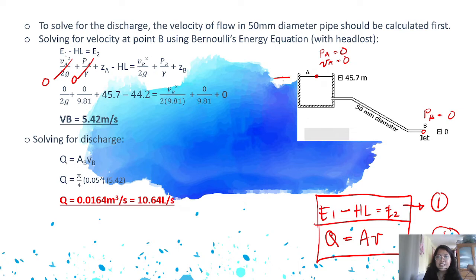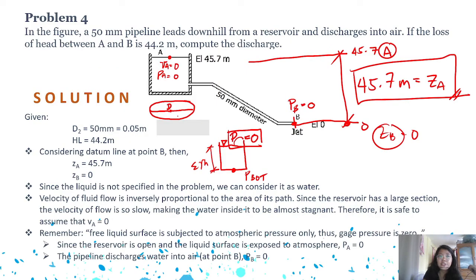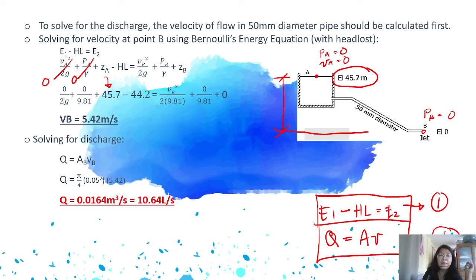So, ZA is the difference in elevation between point A and point B. That is, ayan na po ha, elevation lang yan ha, 45.7 meters. So, ayan, given dito, 45.7. Now, ano pa yon? Given din itong head loss actually sa problem. So, the head loss is 44.2. So, the term is loss of head or head loss. Automatic HL yan. So, that is equal to 44.2 meters.